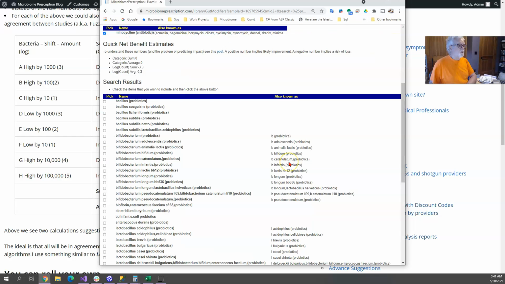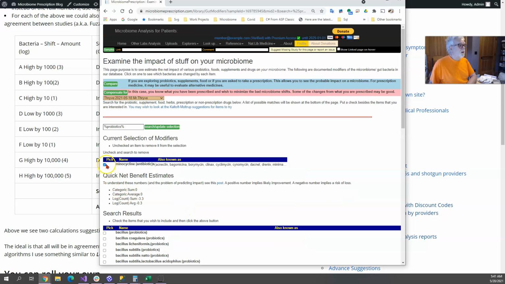And we have a whole bunch of probiotics there. So now what? I can go down and select one of them, like Magnesium, which is one of my favorites. I'll uncheck here so that we'll basically switch over. And we see what the net benefit is, and it's not particularly looking good.